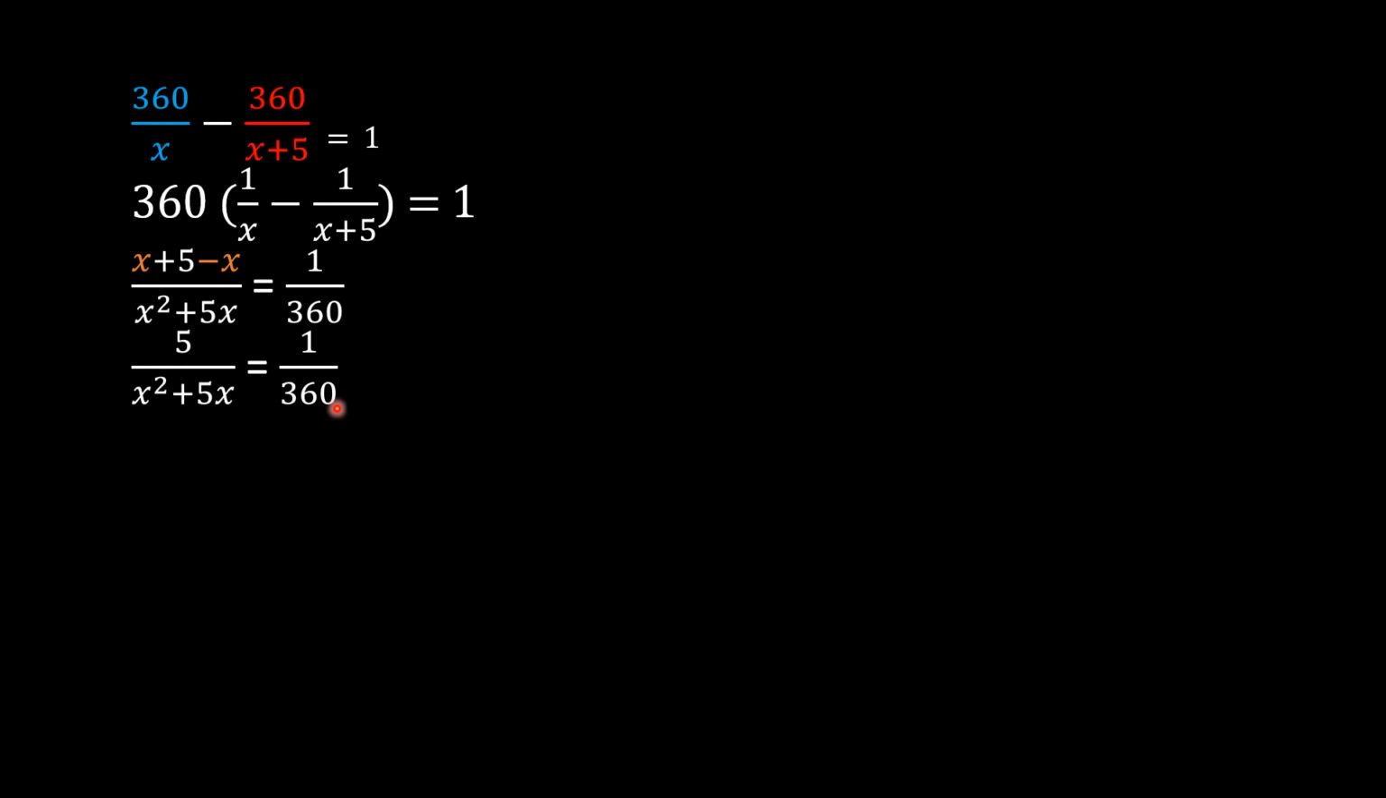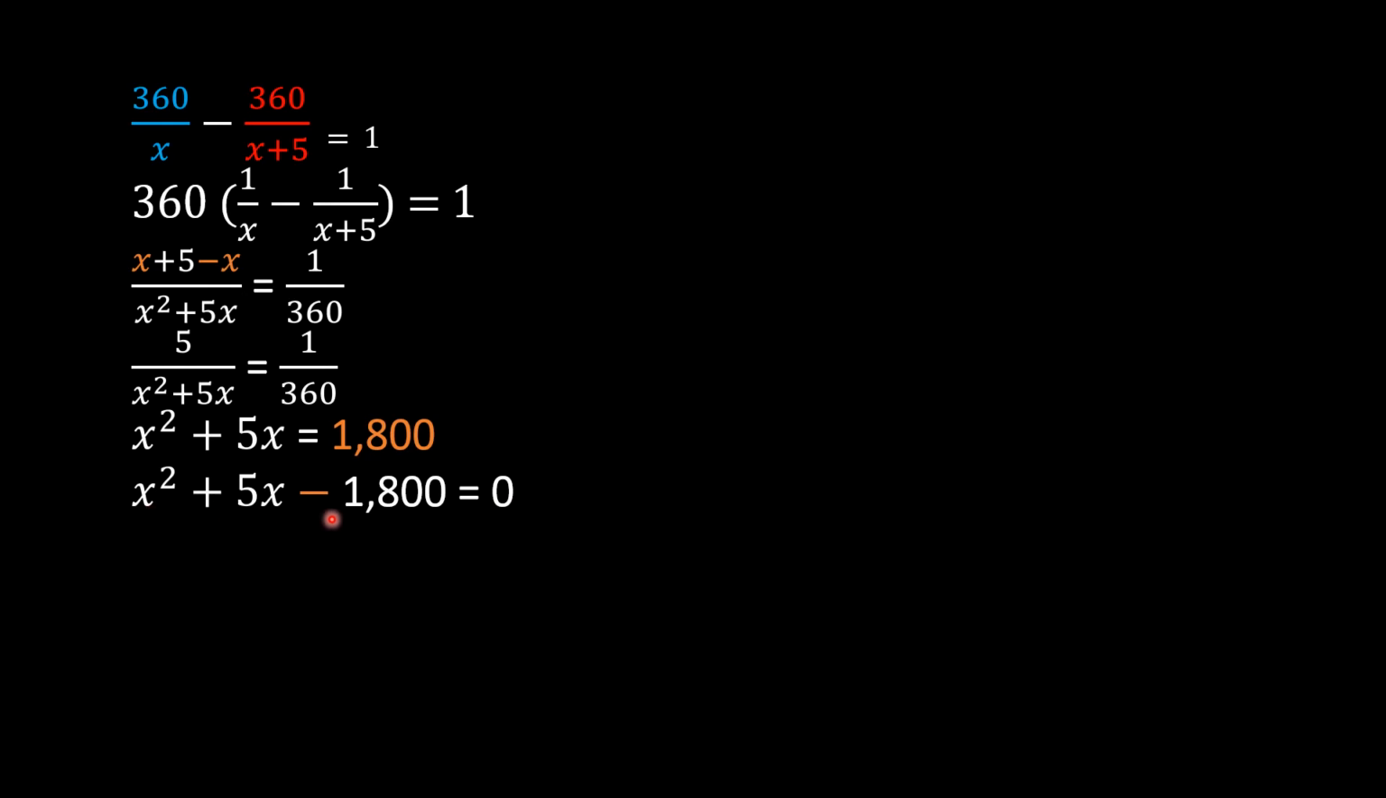by 360. Now we will cross multiply and write 1 multiplied by x squared plus 5x will be x squared plus 5x. 5 multiplied by 360 will be 1800. Now we will take this 1800 to the left hand side. So it will be minus 1800. So x squared plus 5x minus 1800 equals 0. This is the quadratic equation which we have to solve in order to find the value of x.